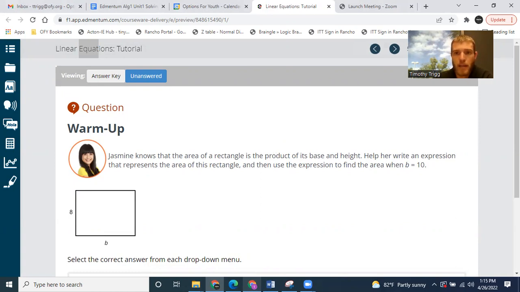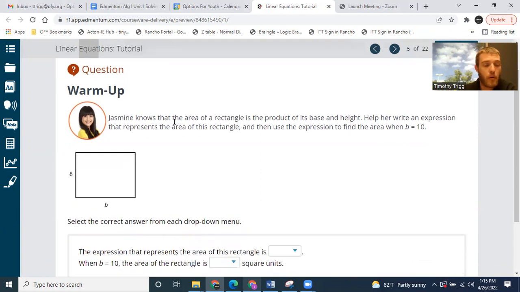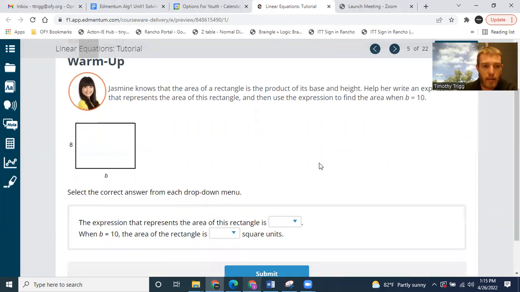But if you meet me here on page 5 of the tutorial, we're going to go over this first warm-up question, okay? So Jasmine knows that the area of a rectangle is the product of its base and height. Help her write an expression that represents the area of this rectangle, and then use the expression to find the area when B equals 10.